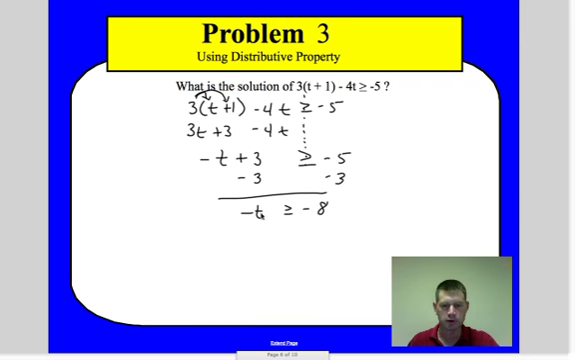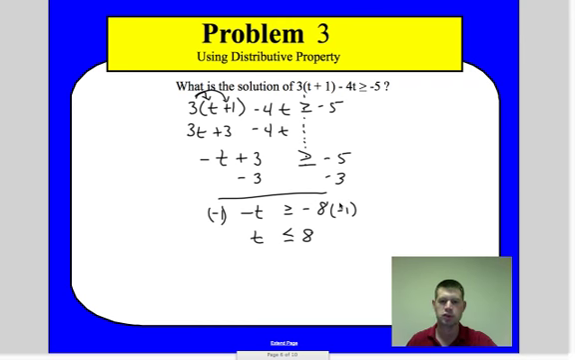Now like always, I do not want to solve for negative t. So that means I have to multiply or divide by negative 1 on both sides. When I multiply or divide by a negative, the sign flips. So now I have 8 on this side and a positive t. So my t is less than or equal to 8.